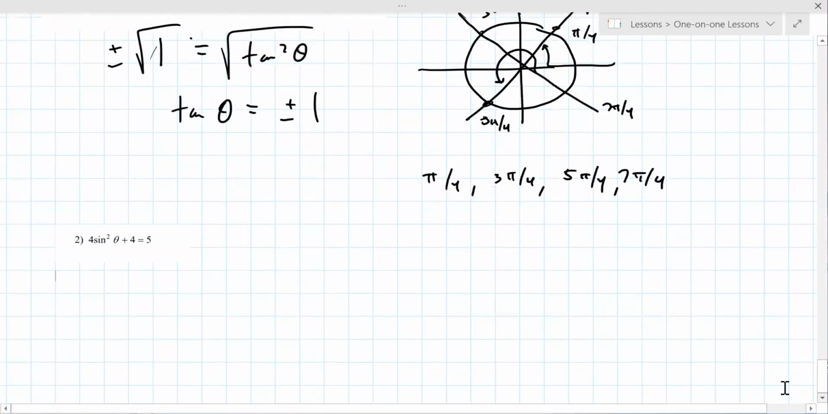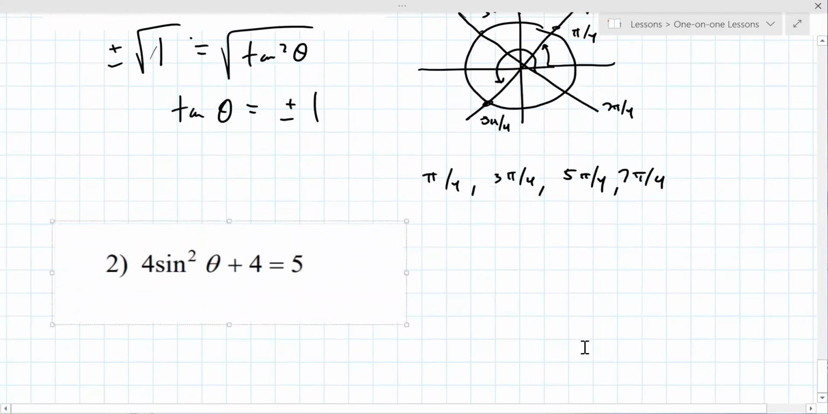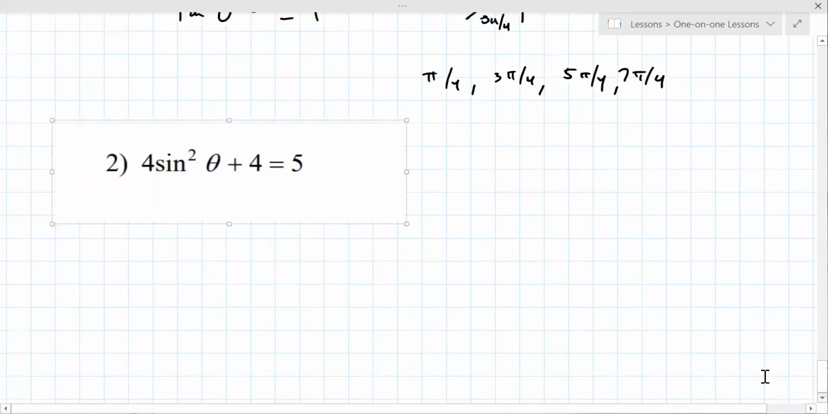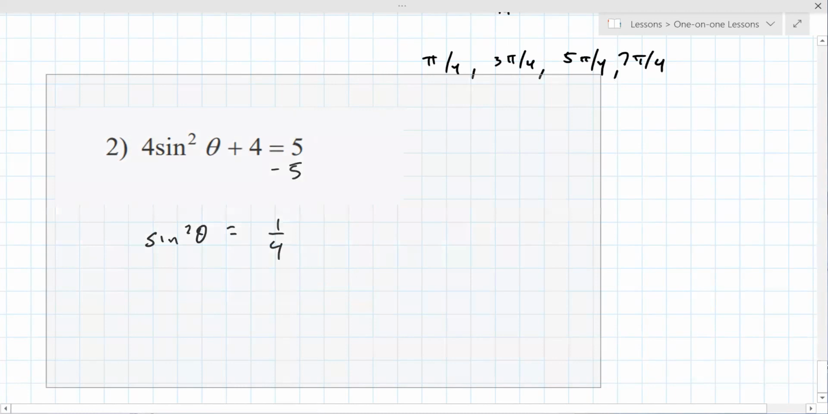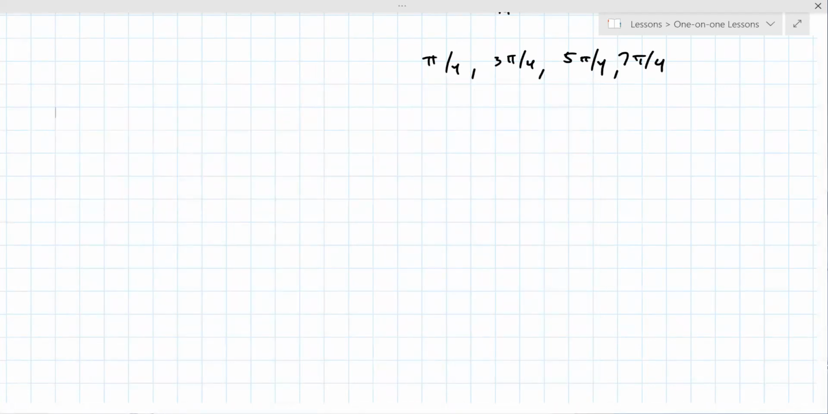All right, so this one only has one trig function in it, so you just solve for it. So you subtract 4, you divide by 4, so you have sine squared theta equals 1/4. Oh, wait, before you continue, I think that she said just do the odds. Oh, I missed that. I'm sorry. That was actually my bad. I didn't give you the instructions.